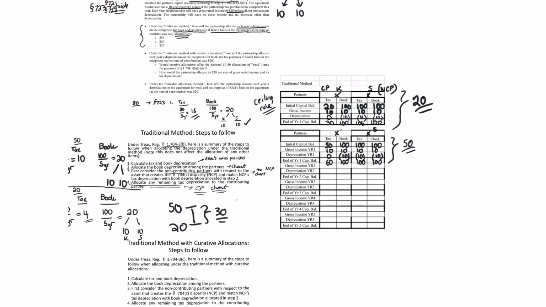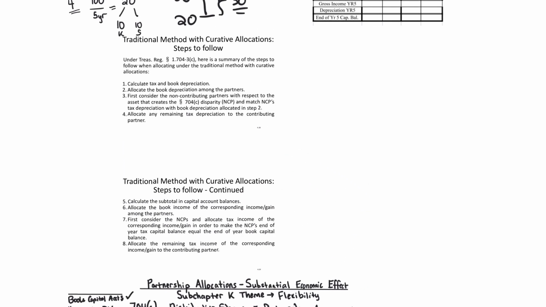When the non-contributing partner is negotiating the partnership agreement, they don't want the traditional method. They want either the traditional method with curative allocations if they know there's going to be income, and we'll talk about that in a moment, or most likely, and you'll see this most likely in practice, the remedial method, because the remedial method would fix this issue. So what's happening is the contributing partner actually has $30 less of income over the 5 years, and the non-contributing partner has $30 more of income over the 5 years. So now let's move on to the traditional method with curative allocations.